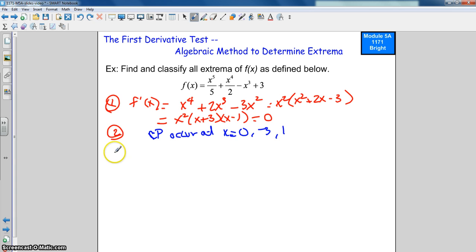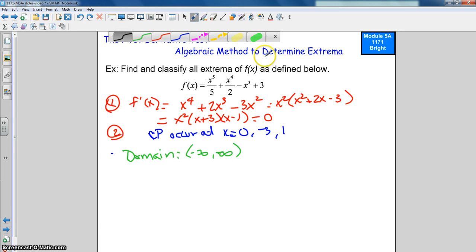Next stage was to determine the domain. Well, what is the domain of a polynomial function? The domain is going to be minus infinity to infinity, so all real numbers. So the interval is open. This isn't too interesting, and actually I'm going to do a slight modification of the problem. I'm going to actually specify a domain.